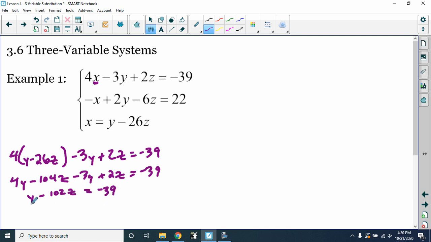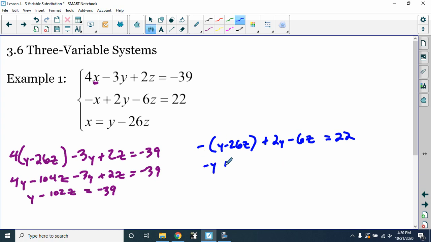The problem is I have two variables here. I have both y and z. So I need a second equation that has both y and z in order to solve. And we get that by, again, substituting. I'm going to take what x is equal to, and plug it in for x into the middle equation. So we have negative x, which is y minus 26z, plus 2y minus 6z equals 22.